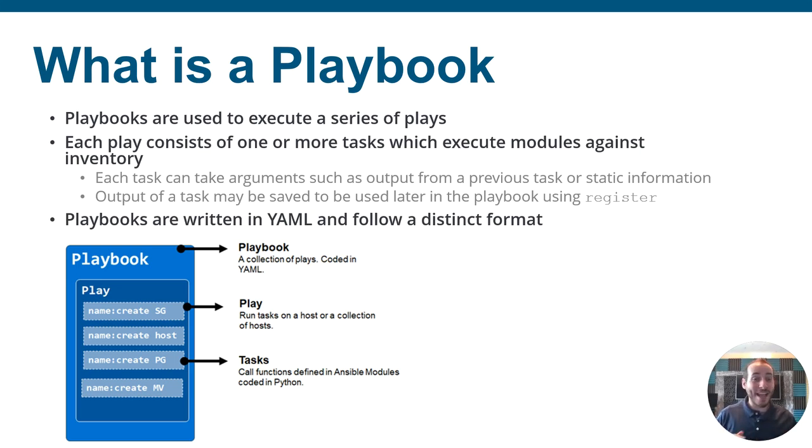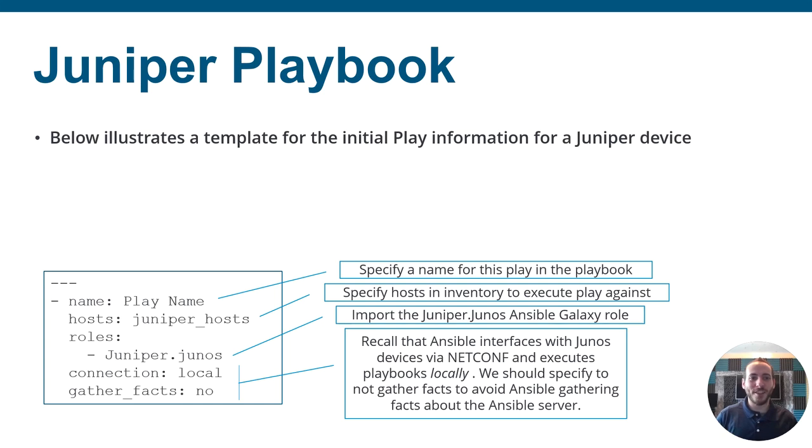Let's start taking a look at the actual structure here to give a little more real-world content to our information and theory. So this illustrates the initial play information for a Juniper device specifically. Here we have a list item, which is the name of our play. A play is a list item as defined by our hyphen here. We see the 3 hyphens defining the start of our YAML file.